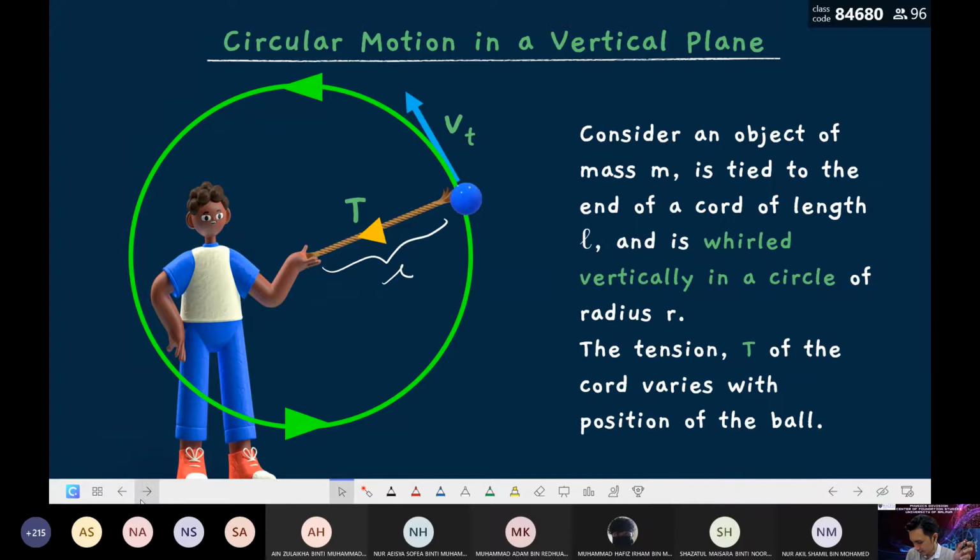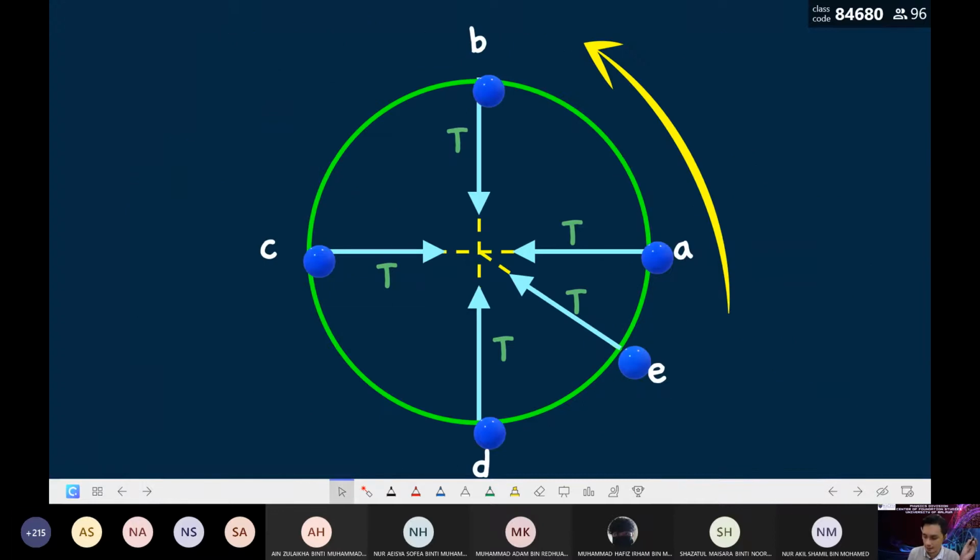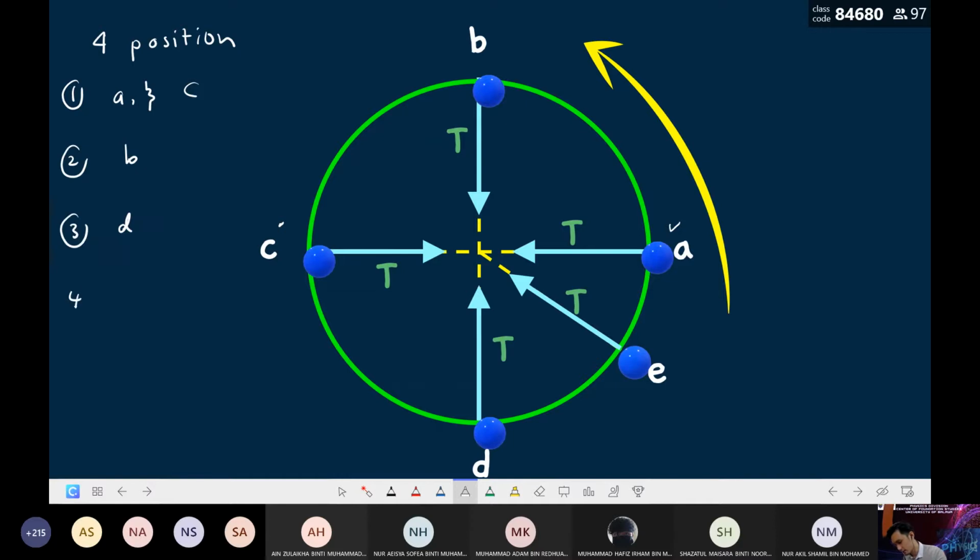So we will check. Saya akan provide you dengan beberapa position. I categorize it into 4 position. Okay, ada 4 position. Okay, the first one is point A and C. I call it a horizontal punya place. Okay, point A and point C, bukan B. Okay, and then the second one, we go for point B. Okay, and then the third one, point D. And the last one, point E.